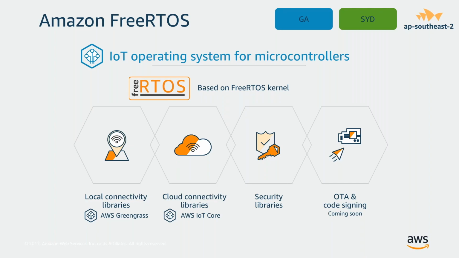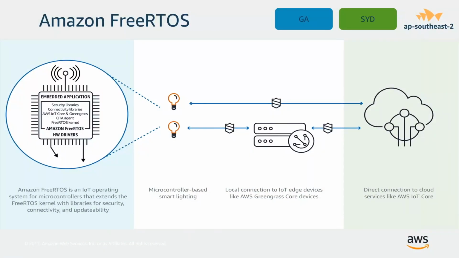FreeRTOS wasn't designed specifically for IoT use cases. So we released an extension of the FreeRTOS embedded operating system with additional libraries for local networking and cloud connectivity. And this is what Amazon FreeRTOS is.